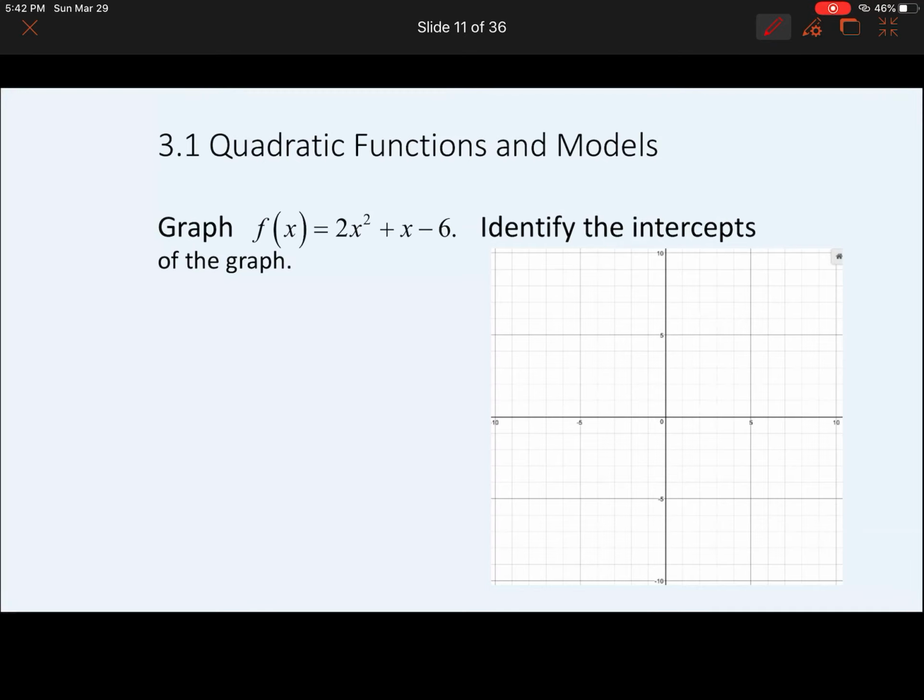Alright, so this time we're going to graph by finding the intercepts. If you remember when we talked about lines in chapter 2, we talked about finding the x and y intercepts. X-intercept being where it crosses the x-axis, y-intercept being where it crosses the y-axis. Those points are beneficial for us when we start trying to figure out what the graph is going to look like.